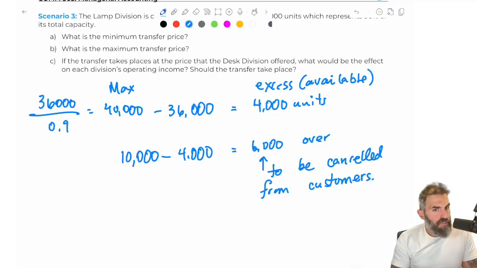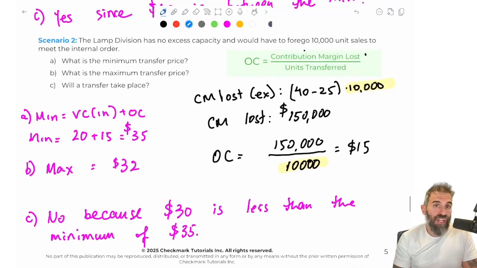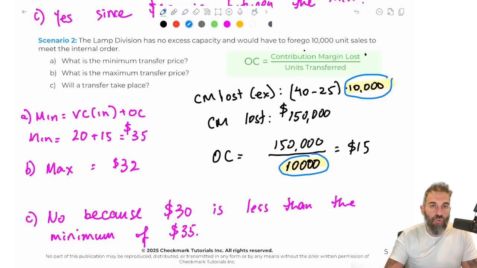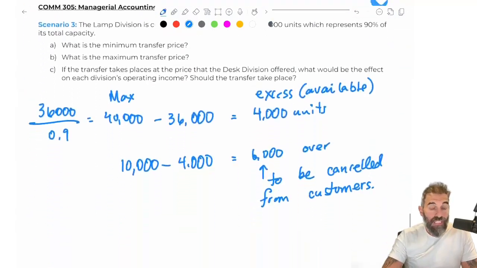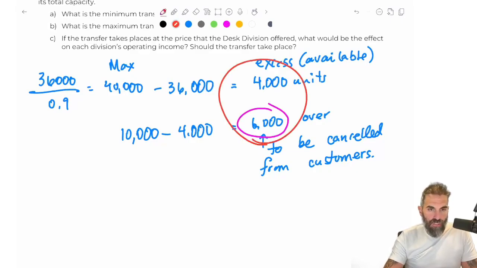Where am I going with this? How is this similar to this? Well, in this question, I had no available capacity, so I had to cancel 10,000 units for my existing customers so that I could transfer 10,000 units to my friend, the internal division. Here, I have to cancel only 6,000 units so that I can transfer 10,000 units internally.